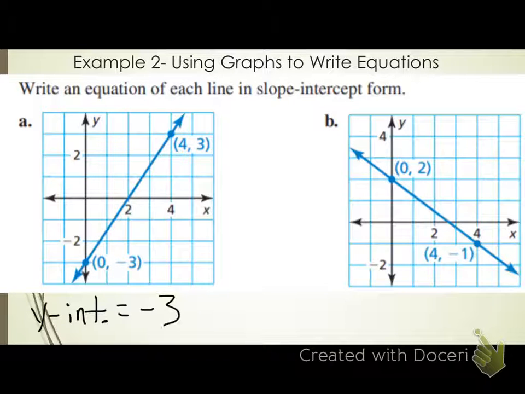Remember, my y-intercept is where it crosses the y-axis. Here's my y-axis. It crosses at -3. So I know that's my y-intercept. Does that make sense? This point right here. Everyone good with the y-intercept? How am I going to get my slope to put this in slope-intercept form?